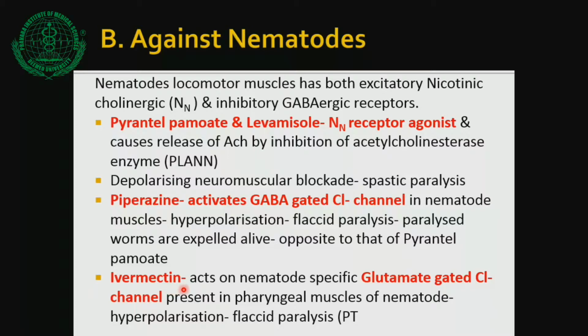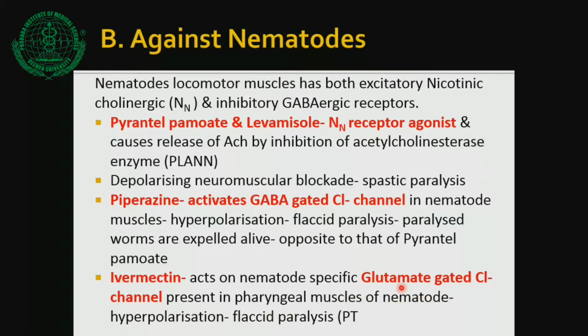Next drug is ivermectin. It acts on the nematode-specific glutamate gated chloride channel. Here they are GABA gated chloride channel. Ivermectin acts on a glutamate gated chloride channel. Okay, these are very specific only for the pharyngeal muscles of nematode.